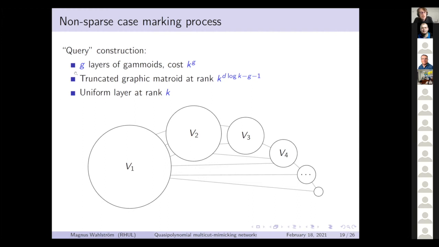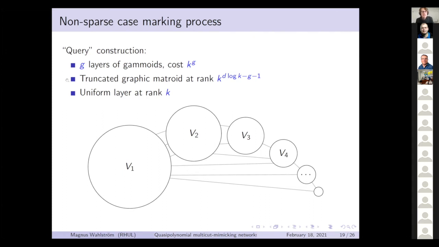So the first G layers and the last layer in total, you have to pay k to the g plus 1 for these. Then you settle on some target rank, k to the d log k for the whole thing. And this gives you a limit of k to the d log k minus g minus 1 vertices, which could fit in the graphic matroid.